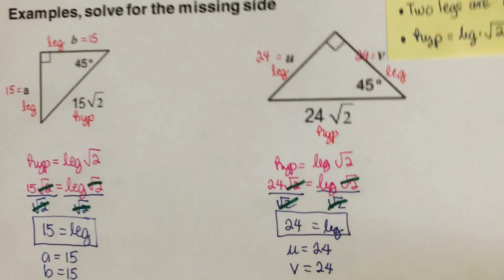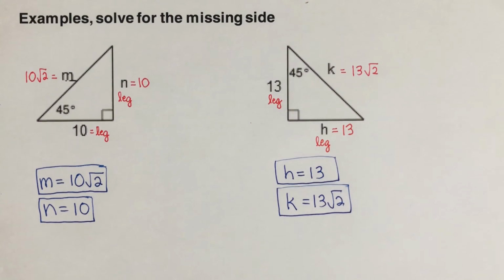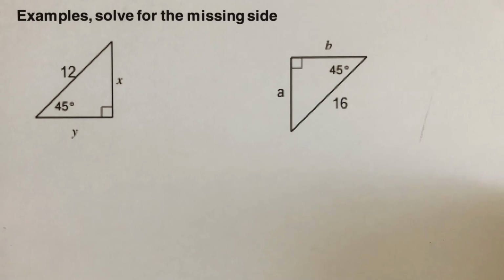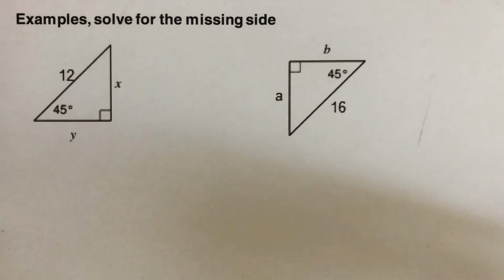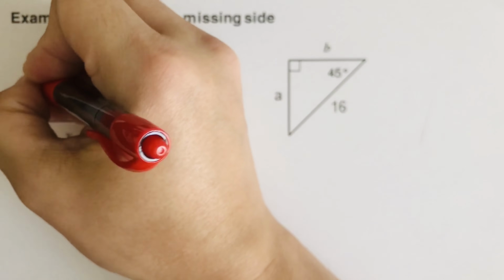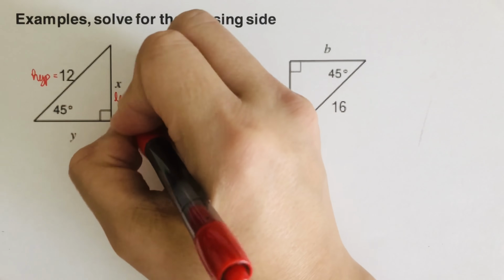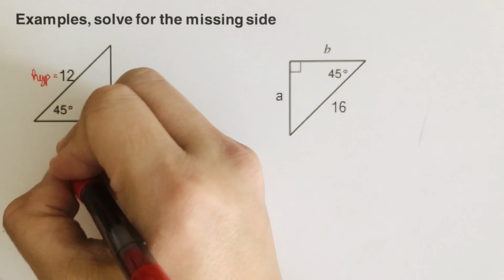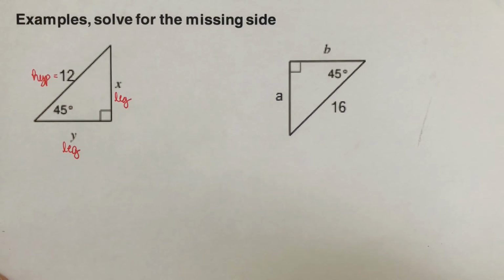So let me take this out and we're moving on to this next example here. Okay. So we have this problem right here. So we label the parts. This is our hypotenuse. So I'm going to label this as the hypotenuse, and this is our leg, and this is our leg. So let's solve for the two legs.